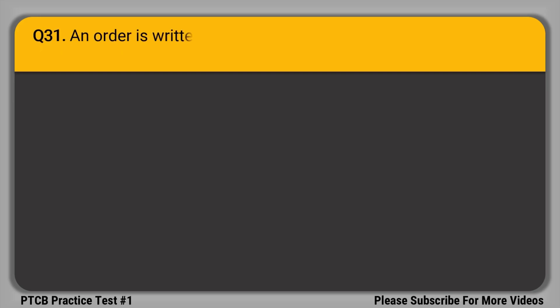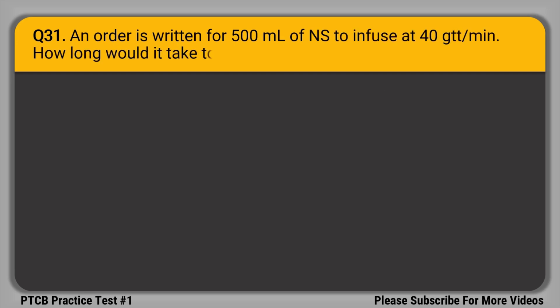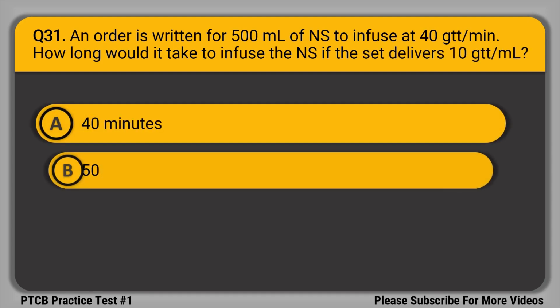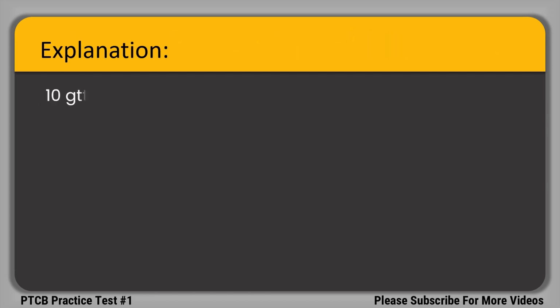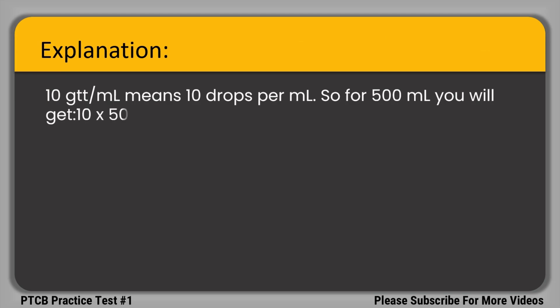Question 31. An order is written for 500 milliliters of NS to infuse at 40 drops per minute. How long would it take to infuse the NS if the set delivers 10 drops per milliliter? A. 40 minutes. B. 50 minutes. C. 100 minutes. D. 125 minutes. D. 125 minutes. 10 gtt/mL means 10 drops per milliliter.